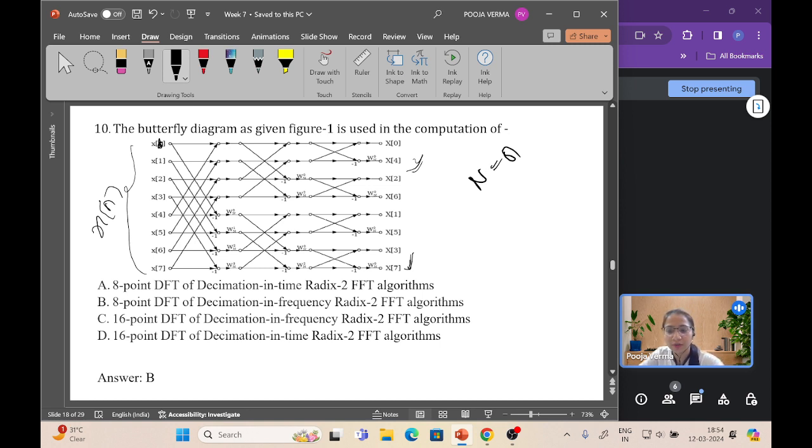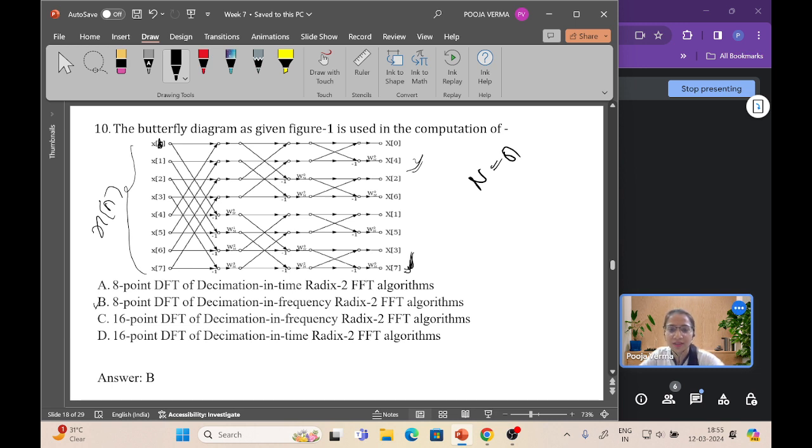So let's see what the options are and which one is correct. Option A is the 8-point DFT of decimation in time radix-2 FFT algorithm. This is 8-point but decimation in frequency. Option B is the 8-point DFT of decimation in frequency radix-2 FFT algorithm, so option B is the correct option. It is an 8-point DFT and decimation in frequency, right?